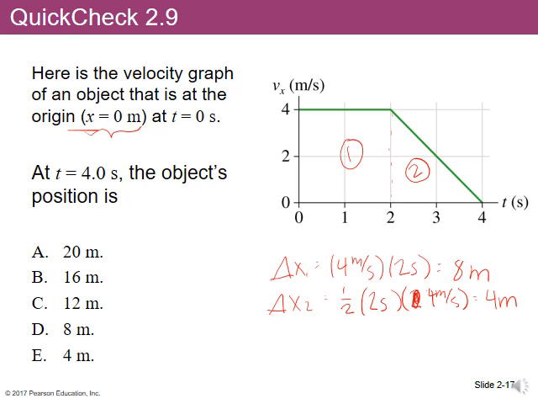And one thing I'll point out here, the base of this second triangle is just 2. It's tempting to write 4 because you see that it ends at 4, but remember it started at 2. So when we're talking about the base of the triangle, we're talking about this length right here, which is 4 minus 2, or simply 2 seconds. So what is the total displacement? The sum of both of these together, which is 12 meters. And since it started at 0, the final position then would be equal to exactly 12 meters.